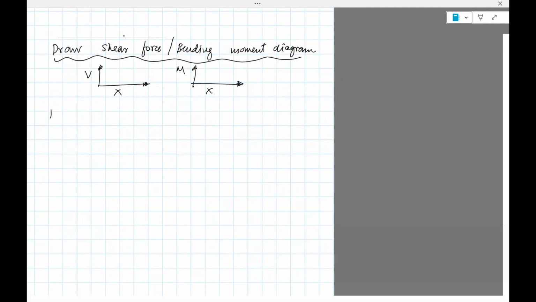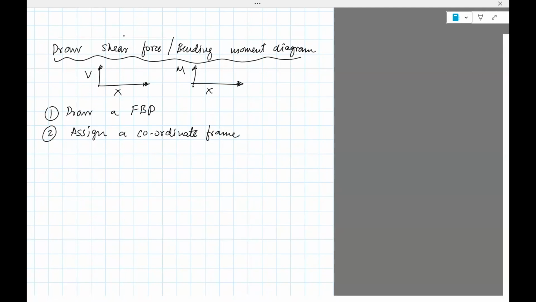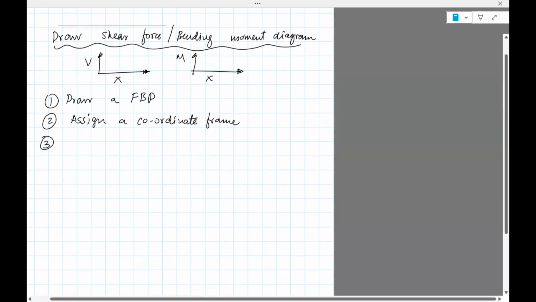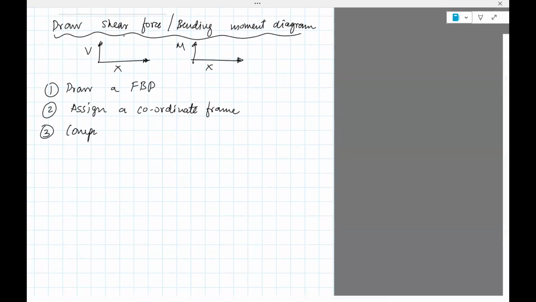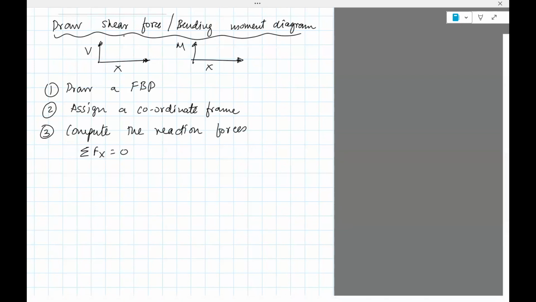Okay, how do you get to this point? Well, first, I'll just be putting together what we did before, draw a free body diagram. We've done that. Assign a coordinate frame, something we've already done. Next, we'll compute the reaction forces. We again did this in a problem. Compute the reaction forces. This is done by summing forces.